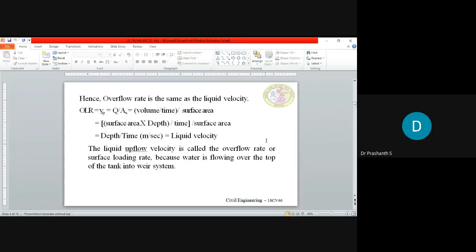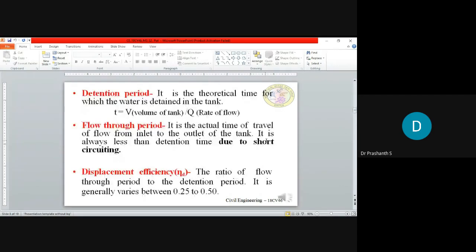The liquid upflow velocity is called the overflow rate or surface loading rate because water is flowing over the top of the tank into the weir system. This we have discussed in the previous class. Again, as this is useful, I am repeating it. Detention period is the time for which the water is detained in the tank. Mathematically, T is equal to volume of the tank divided by rate of flow.